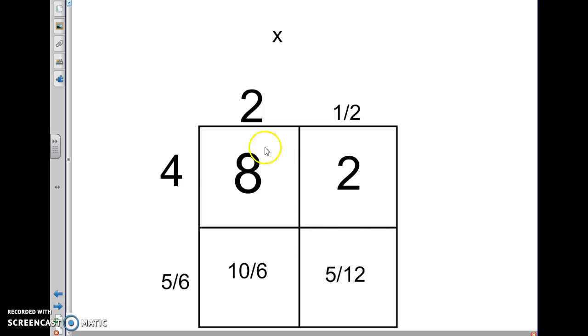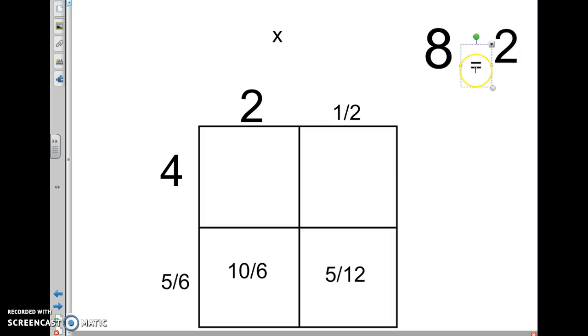So now, I know the area of this part, the area of this part, the area of this part, the area of this part, but I want to know the area of the whole part because I want to know what 2 1/2 times 4 5/6 equals, the whole problem, right? So 8 and 2 obviously is going to give me 10. If you want to just separate those over here first, you can. I'm going to just do that here. And, plus sign.